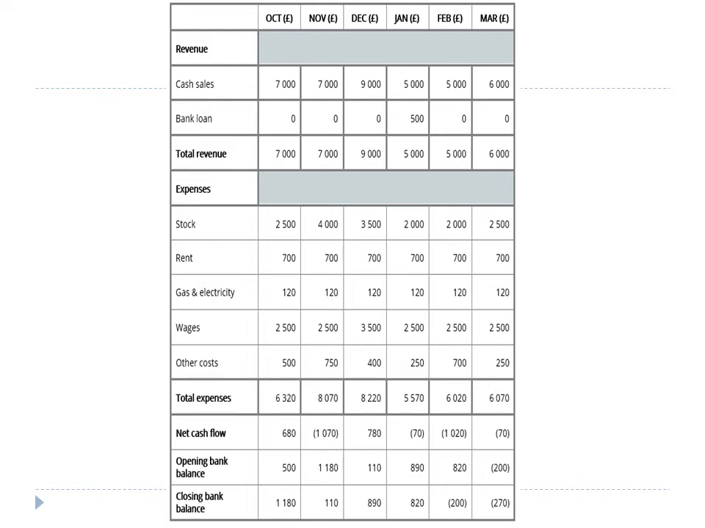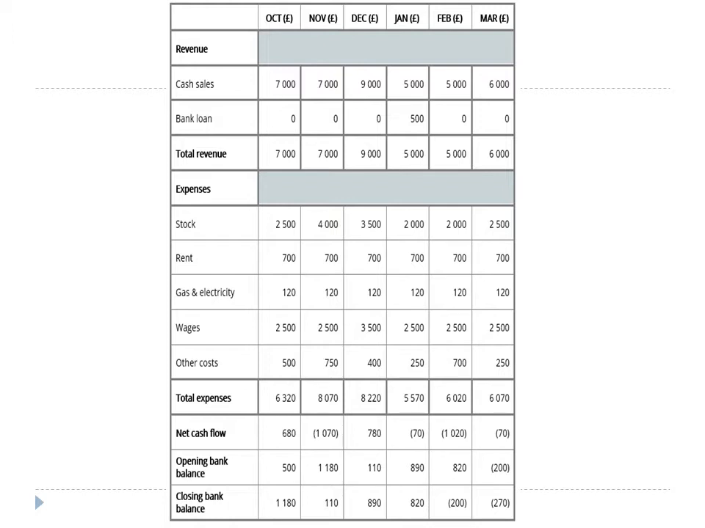Okay, so I'm just going to go through this quick example here now. As we can see, and we'll just concentrate on October for now, we've got a total revenue of £7,000 and then we've got a total expenses of 6,320. So we can do a few things to begin with.